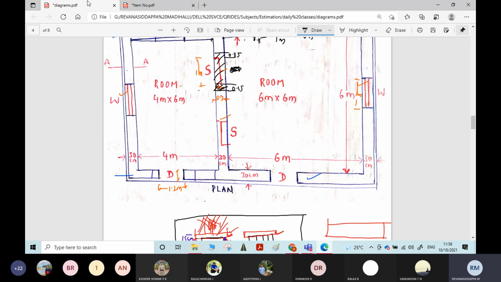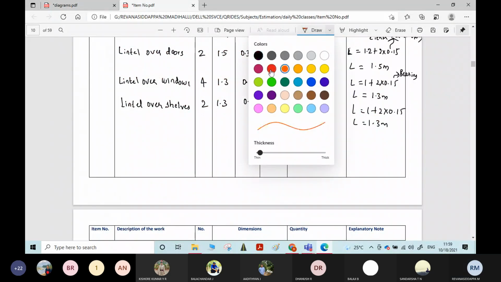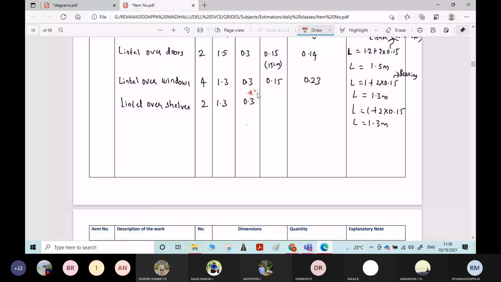While doing the shelf quantity calculation, you consider 0.2, but for the lintel beam we will maintain uniformity for all the lintels. It will be 0.3 only. Put a star mark here. Height is same, 0.15. Quantity? 0.117, which you can write as 0.12.